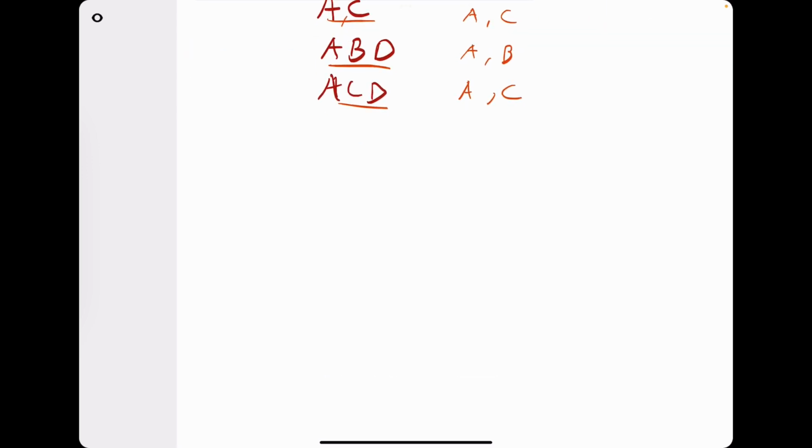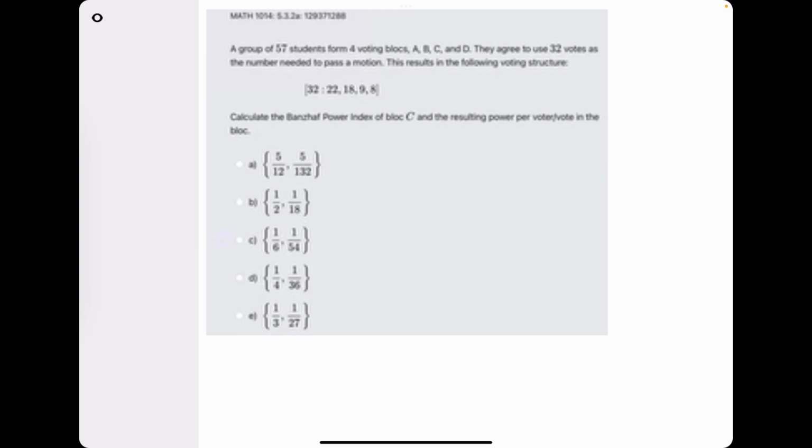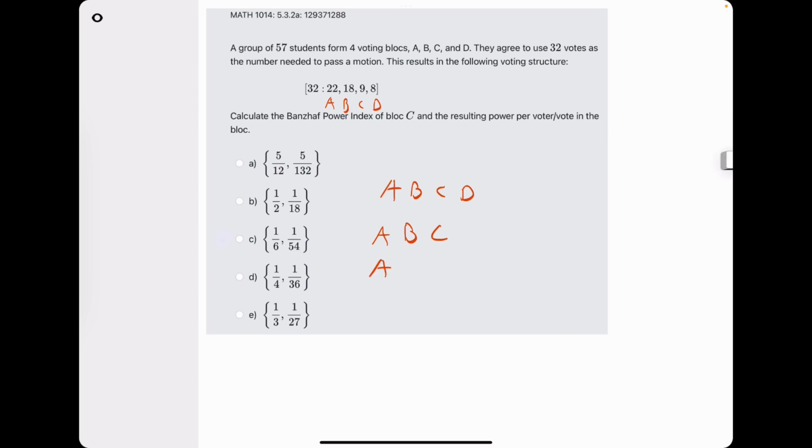All right, very good. Let's do one more. You know what we're doing. A, B, C, and D. Let's give it a go. So listing the winning coalitions. We're going to do A, B, C, D. We're going to do A, B, C. We're going to do A, B, D. Going to do, how about A, C, D? A, C, D is cool.